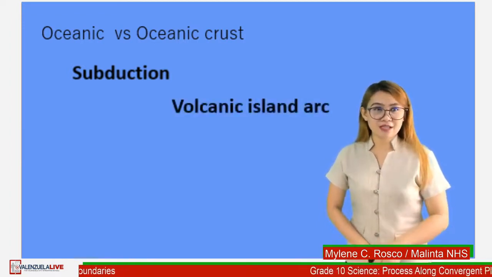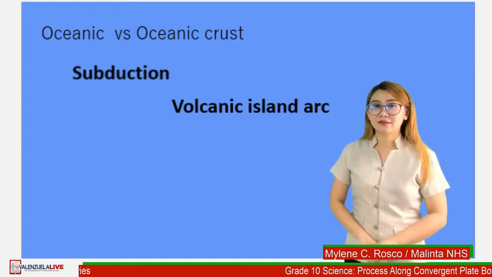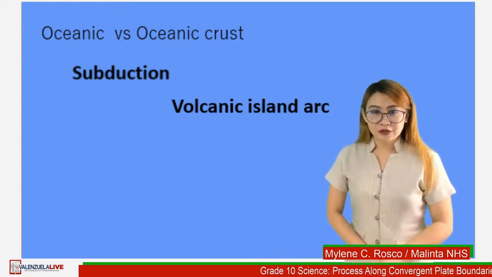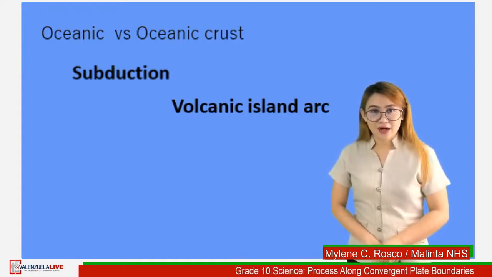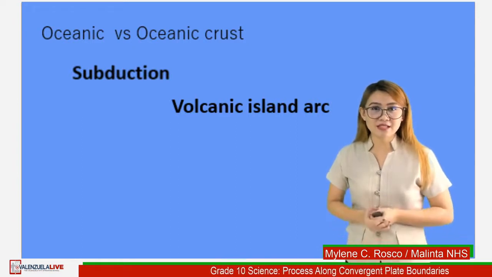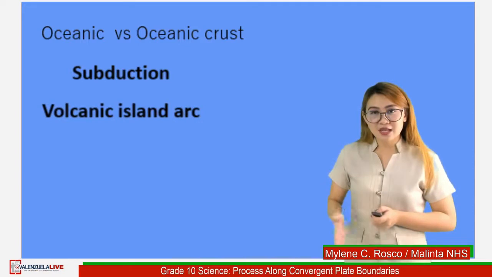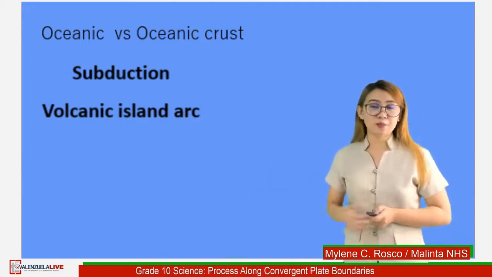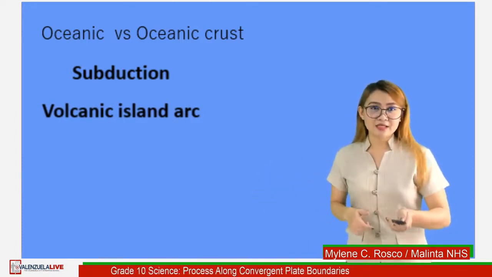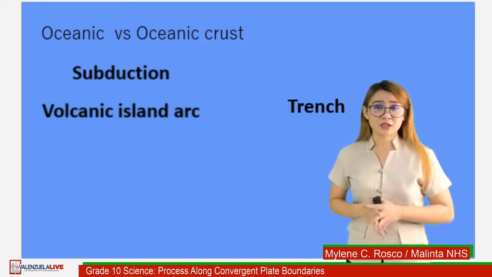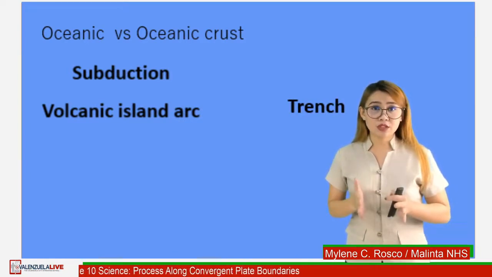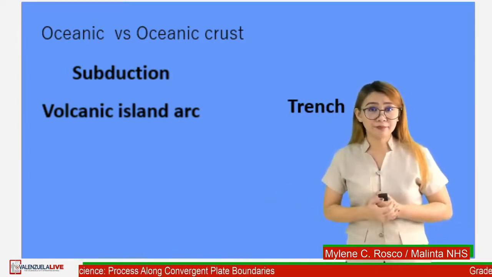The third one is volcanic island arc. Please click your answer. Alright, so the correct answer is thumbs up. So a volcanic island arc is present at the convergence of two oceanic crusts. Next is trench. Will a trench be formed at this type of collision?